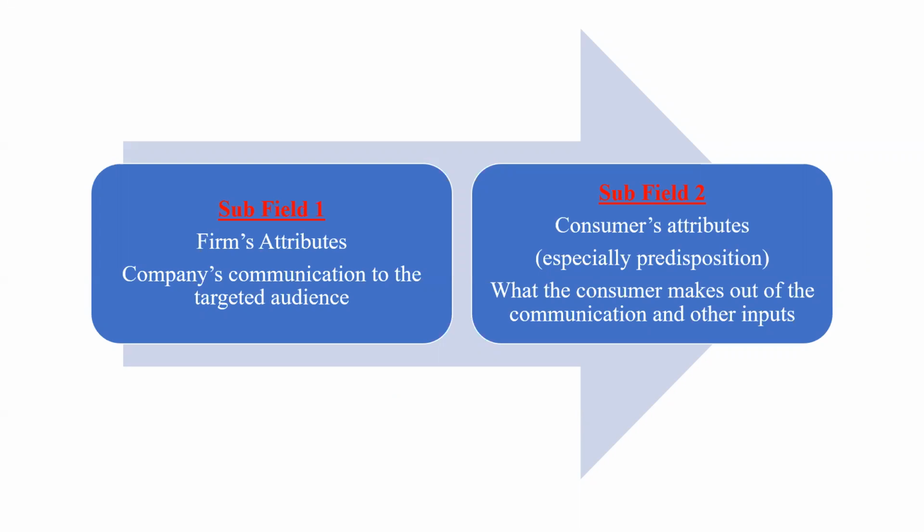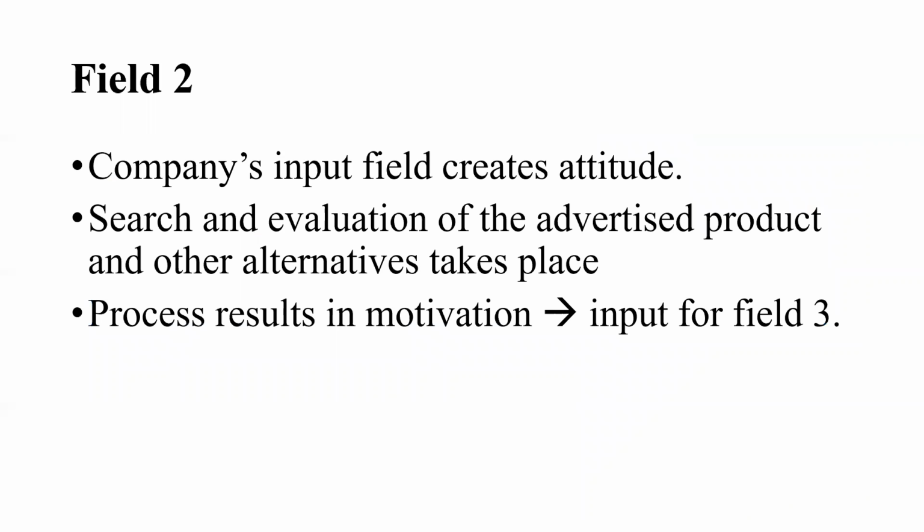See, the company is sending messages or doing advertisement and promotional campaigns for the targeted audience. But how those consumers and the audience take that message, that becomes the consumer's attribute. So the two subfields: the first one is the firm's attribute, the second is the consumer attribute. The firm is targeting the message to the consumers and how the consumer responds to that particular message is the consumer attribute. Now the output of field 1 will become the input for field 2.